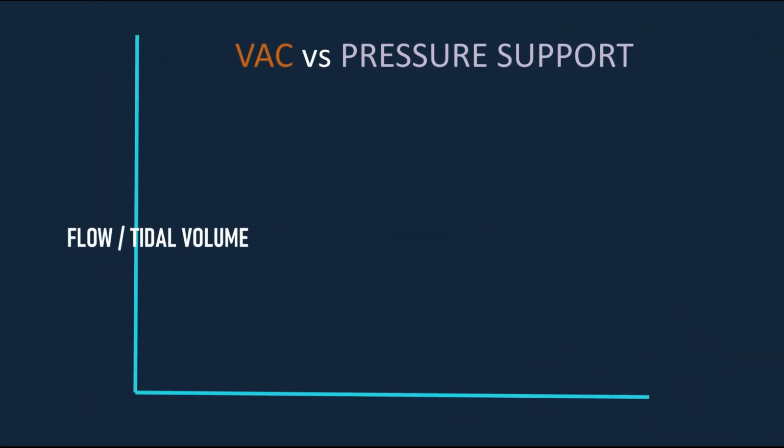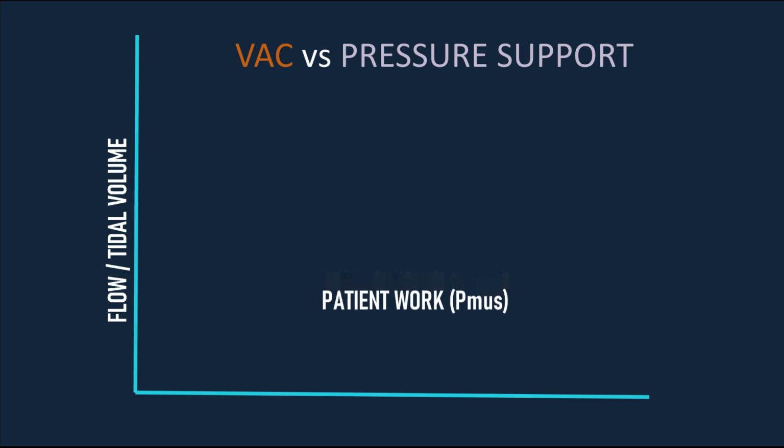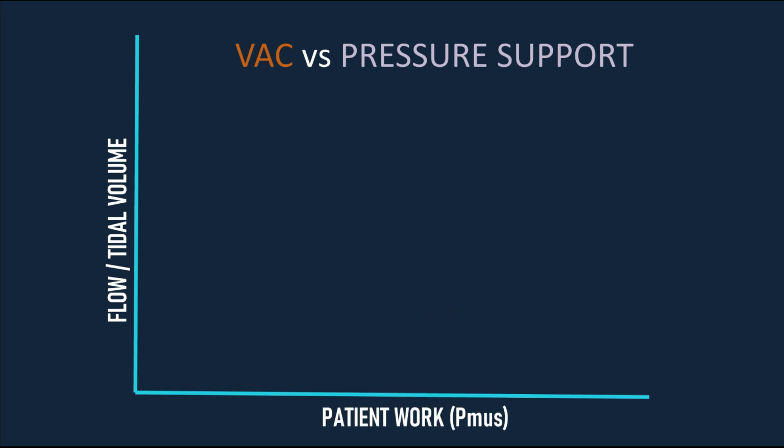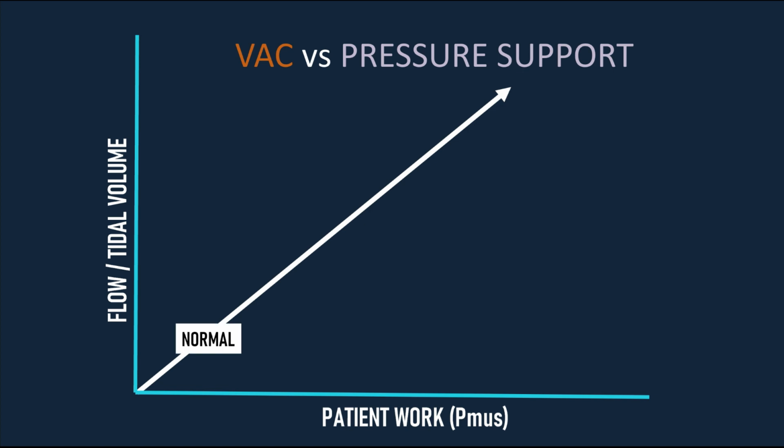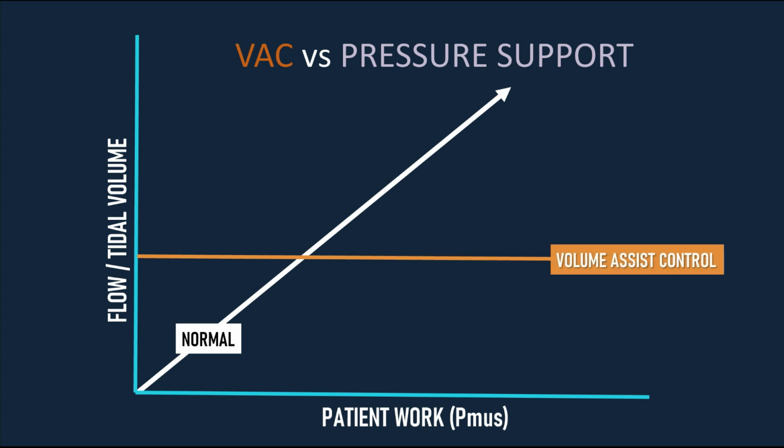Let's draw another graph. In this case, we're going to put flow and tidal volume on the y-axis, and on the x-axis, we still have the patient's workload. In normal circumstances, the patient starts breathing and there is a direct correlation between flow and tidal volume. The amount of gas that goes into the lungs, small breaths versus deep breaths. With volume control ventilation, if the breath is triggered by the patient's effort, it is restricted to just that trigger and the flow and volume are constant.